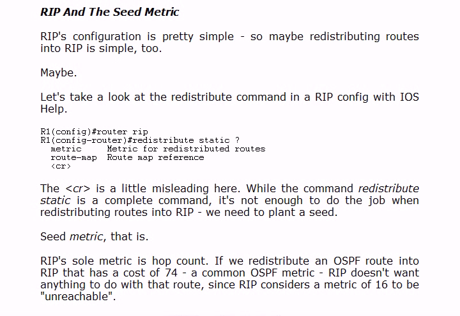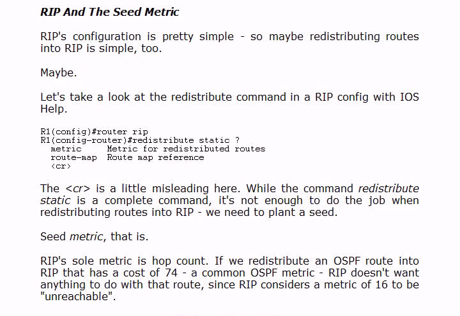The config I'm showing you right now in the guide is simply redistributing static routes into RIP. And you can see that IOS help shows us that we have the metric option, we have the route map option, more about both of those later, and then we have carriage return. And when we see that, what we tend to think, especially after the months and years of study to this point, is that, yeah, I might need some options after this basic command, but this command will give me what I need. Well, it's a little bit misleading here, because while the command redistribute static is certainly a complete command, it's not enough to do the job when you're redistributing routes into RIP.